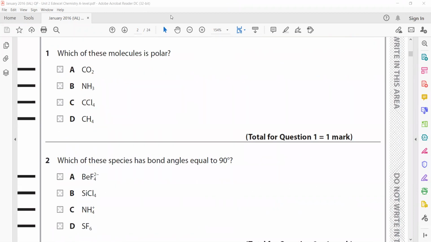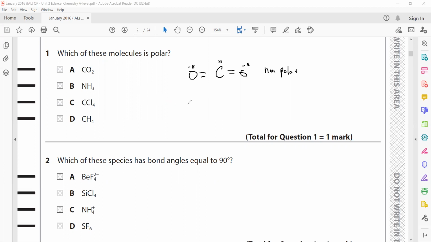So, in the first question, which of these molecules is polar? How we can work out: if the molecule has a polar bond and it is asymmetrical, then it will be a polar molecule. When we check carbon dioxide, CO2, it is a linear structure. So even though the bonds are polar, because it's a symmetrical linear structure, overall the molecule will be non-polar.